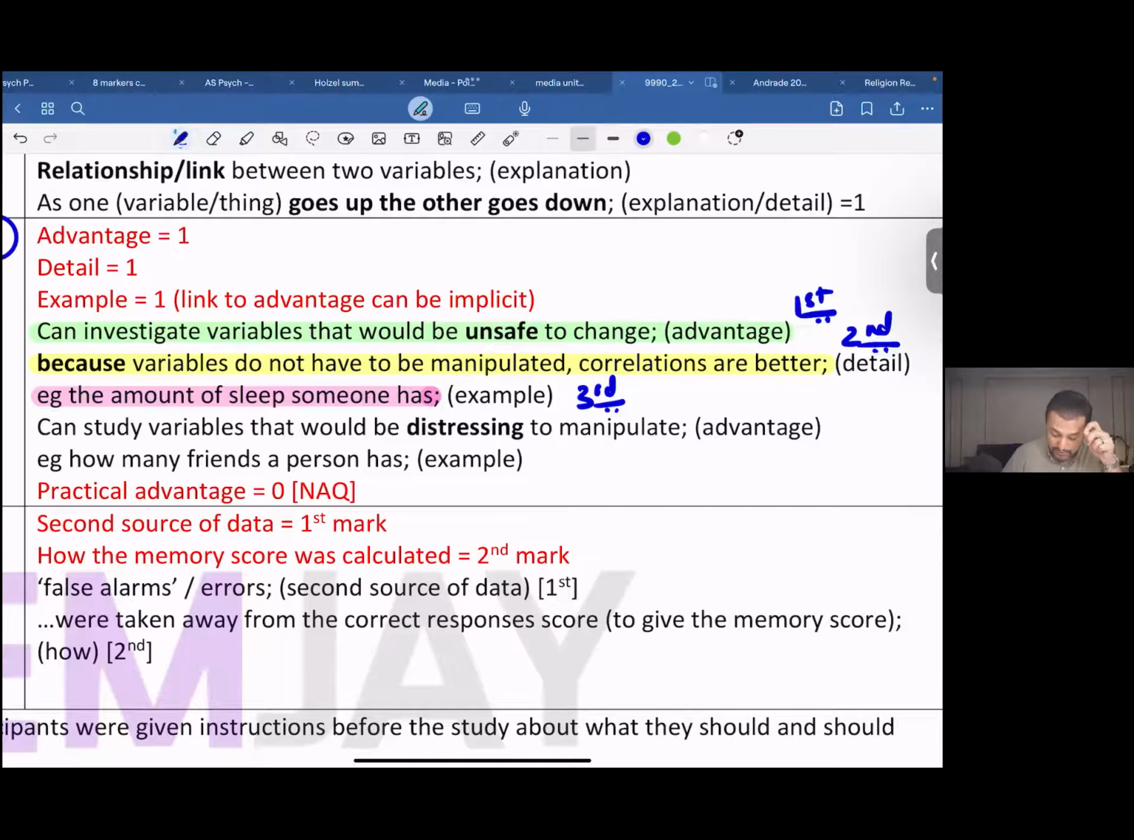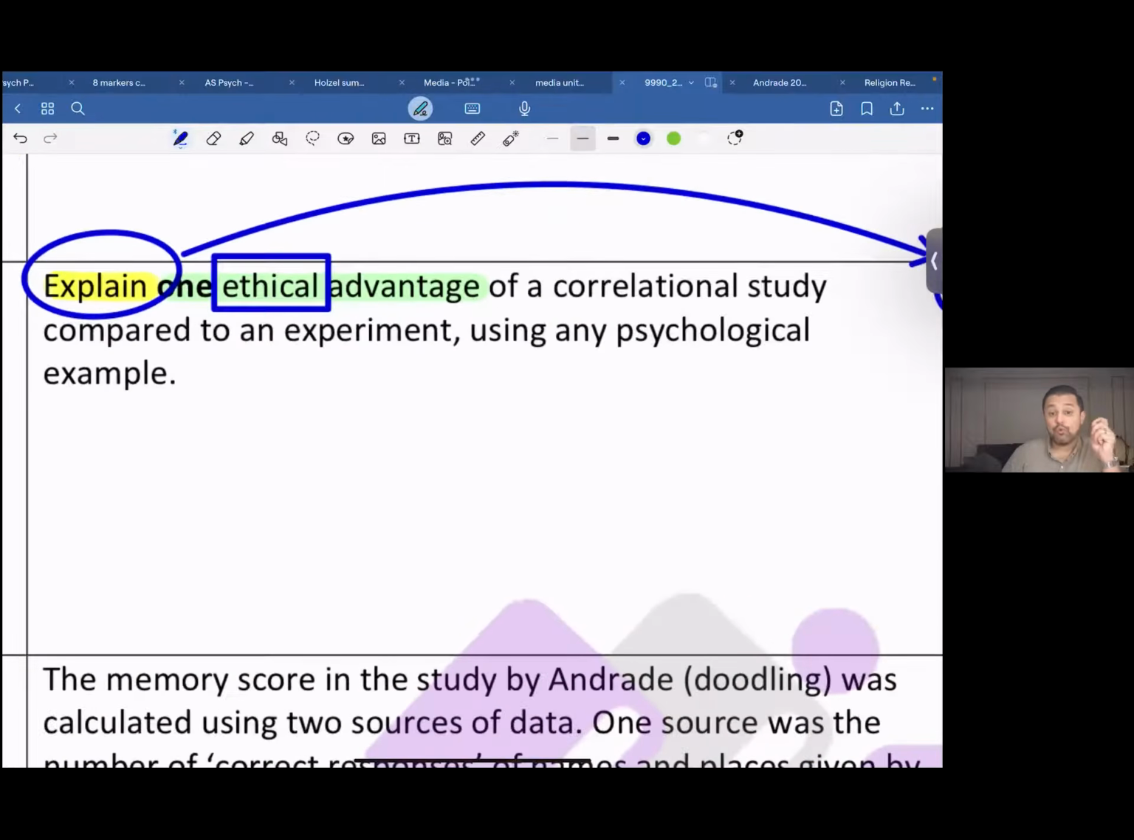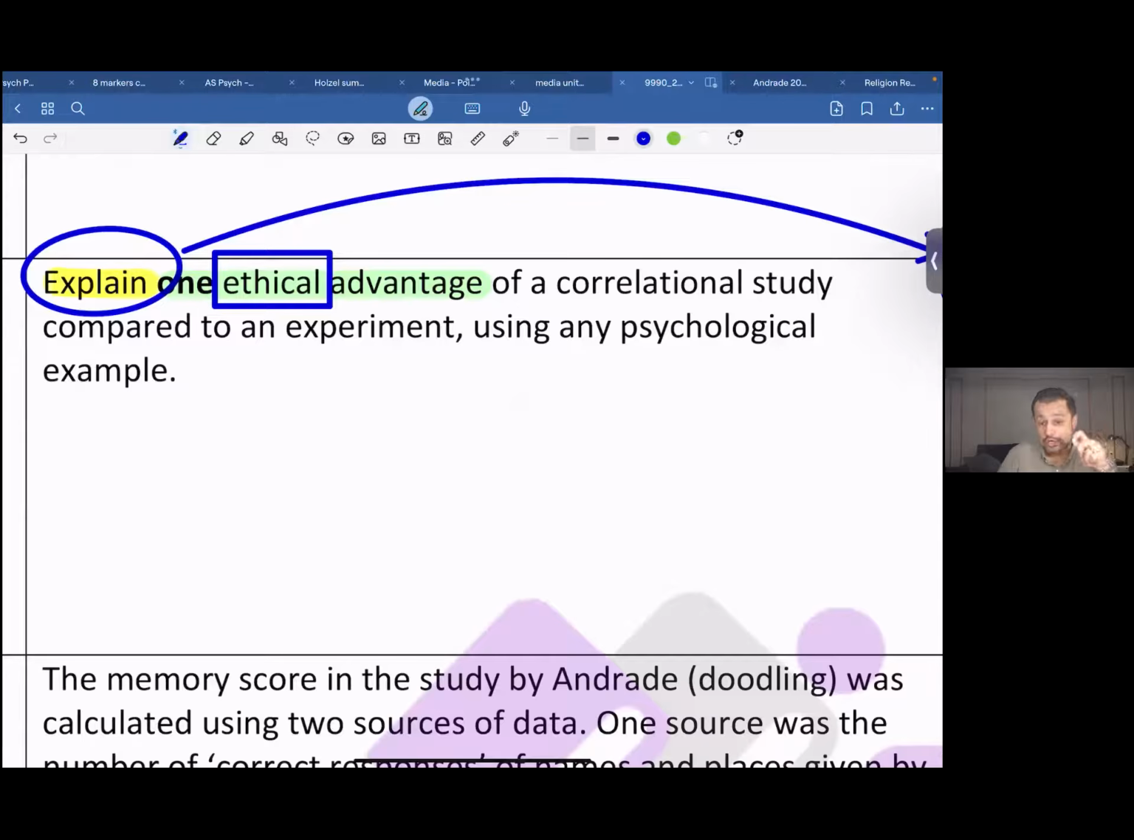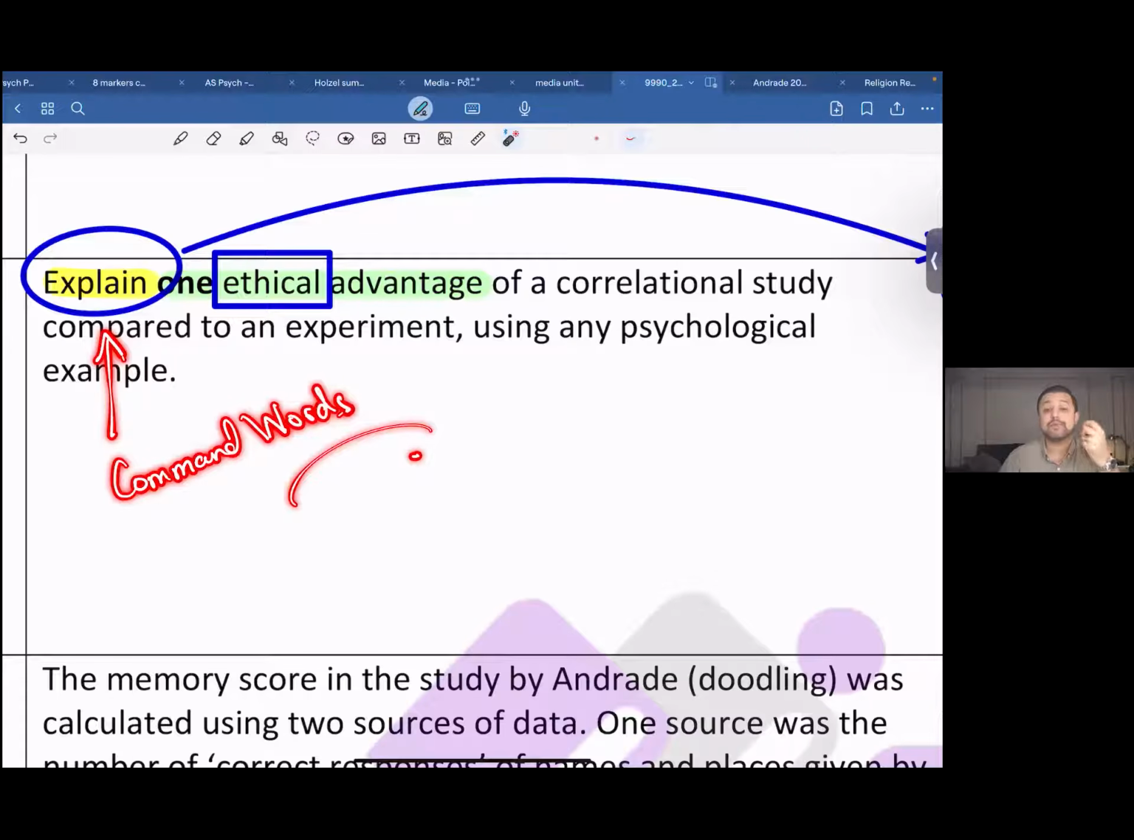Getting back to the question: explain one ethical advantage of a correlational study compared to an experiment. You need to remind yourselves to go through these command words. Like I keep on saying, you should know what the examiner means when the examiner uses the word explain, compared to identify, compared to outline, compared to discuss, compared to evaluate, and so on and so forth. So, explain one ethical advantage.